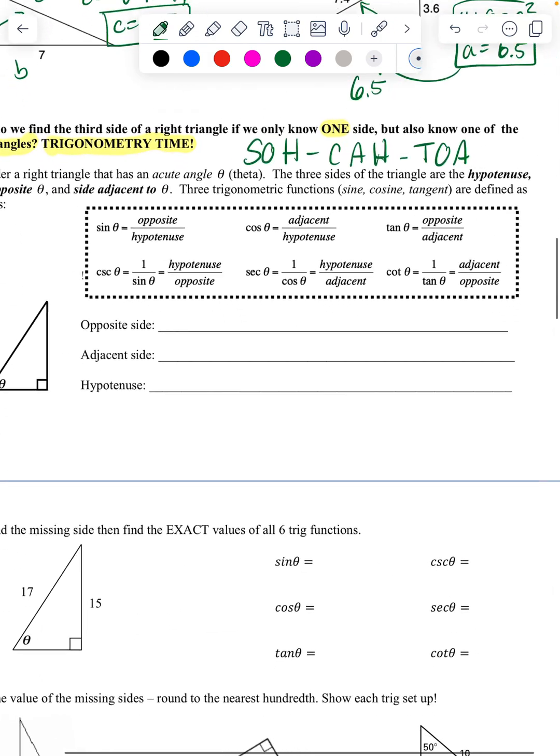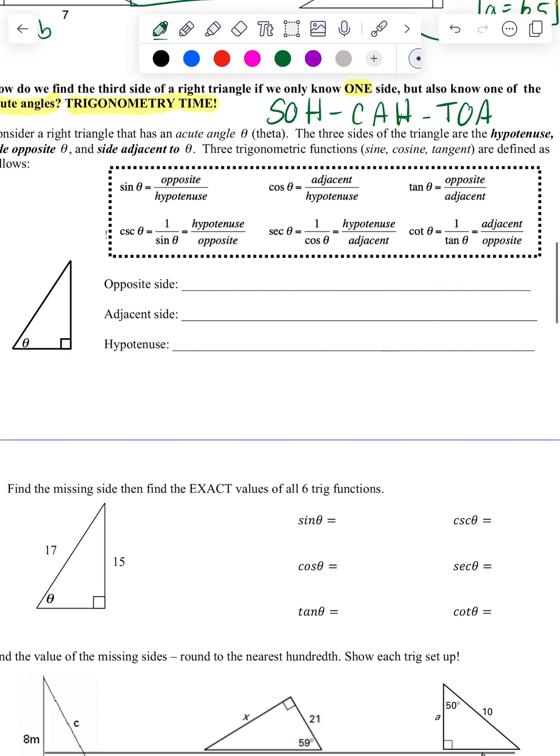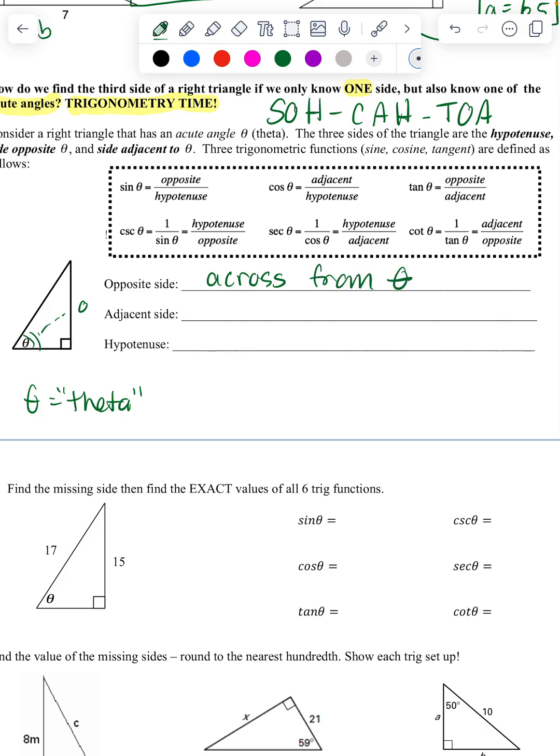Let's refresh our memories on what those sides are. If this is my angle, this symbol is theta. We use that a lot in Algebra 2 and higher to represent an angle. If you shoot straight across from that, you're going to get the opposite side. So that's always going to be across from the angle that you're talking about. The hypotenuse is always across from the 90. And so that one's easy to identify. And it's also going to be that longest side.